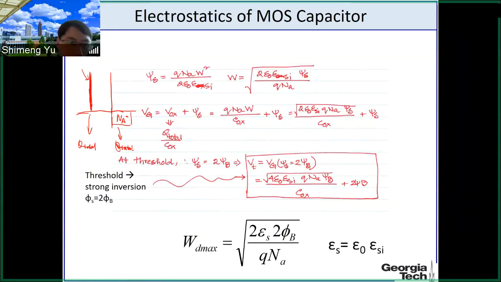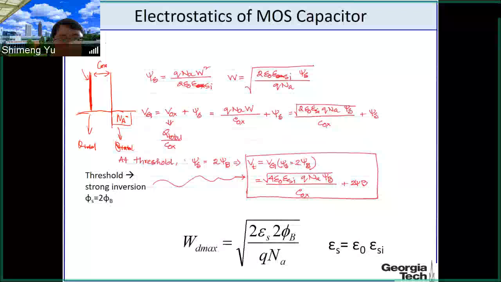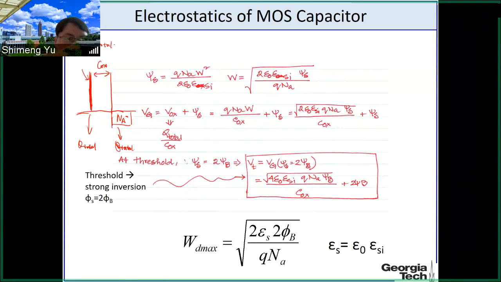And you know, if we define the capacitance COX, the oxide capacitance per unit area, then the Q total will be the capacitance times the voltage across this oxide, VOX.